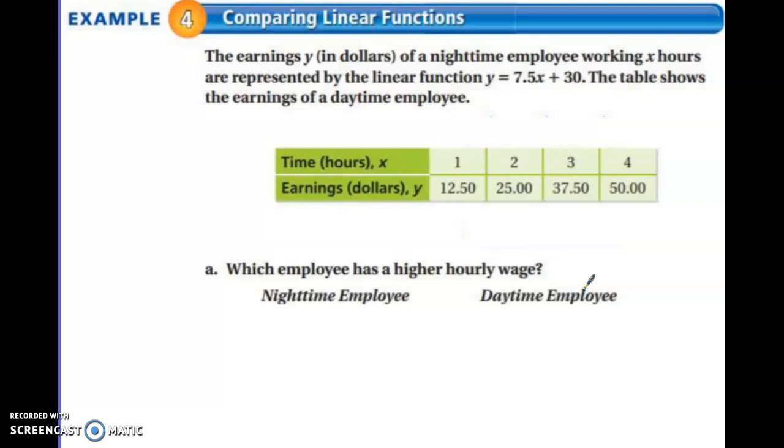Well, think about your two people. So one person has a function that's represented in the form of an equation. Remember, we talked about this in the last lesson where you can represent a function in many different ways, one of them being an equation, the other being a table. So the nighttime employee is represented here with this function. So this one's nighttime. And then you have the table here which shows the daytime employee.